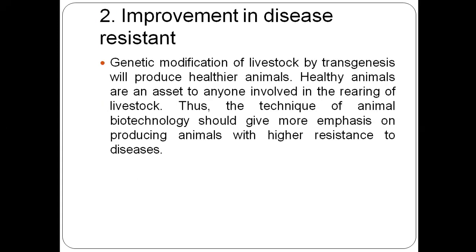Okay. The next one is the improvement in disease resistance. Disease resistance is also one of the factors that influence livestock production. When animals are susceptible to diseases, particularly when you go for a breeding or cross-breeding program with temperate animals, the disease resistance is going to be reduced in the crossbred animals. So the genetic modification of livestock by transgenesis will produce healthy animals, and healthy animals are an asset to anyone involved in the rearing of livestock.